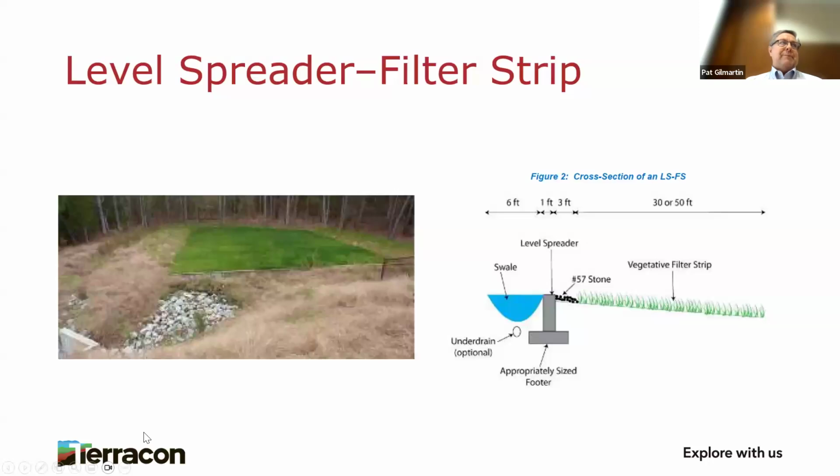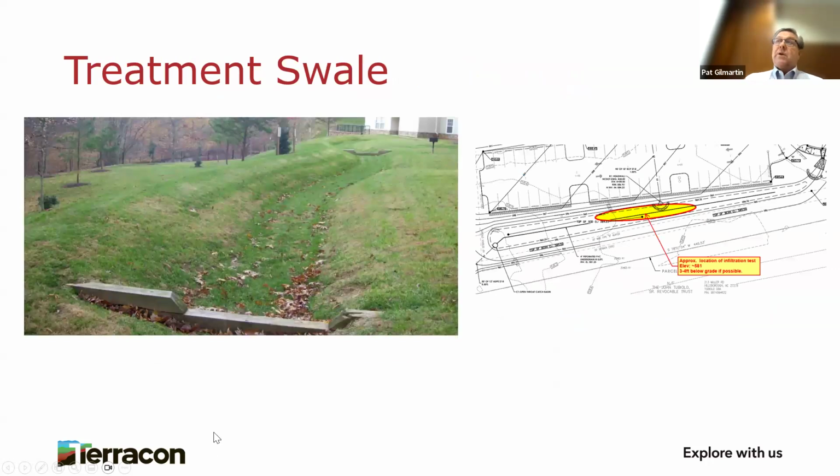Level spreader filter strip. Personally, I don't see a lot of these. Maybe you all have designed some level spreaders to spread out that stormwater flow. I see them occasionally, but a level spreader filter strip consists of a level spreader that's typically a cast in place concrete lip or a small little wall, and a filter strip that is graded and grassed that filters and infiltrates the stormwater. Maybe something you could use in a chain or a series of stormwater control measures, or for a very small runoff area.